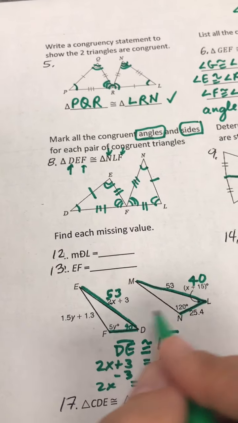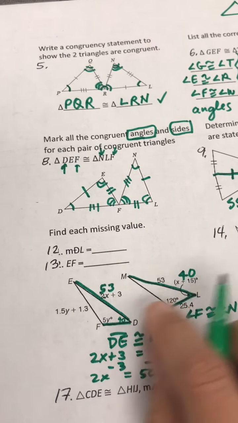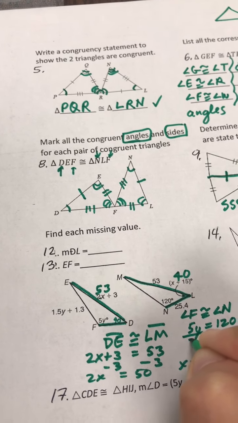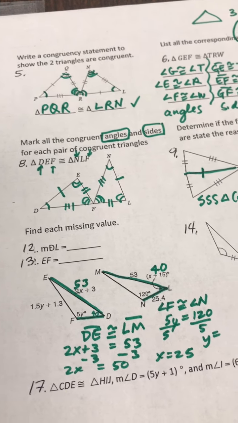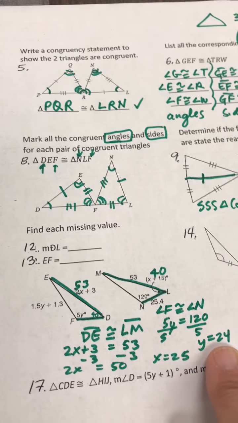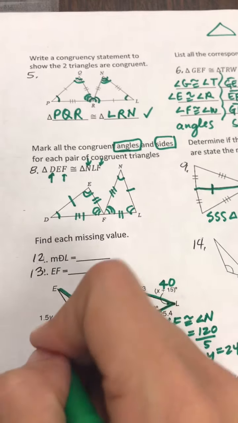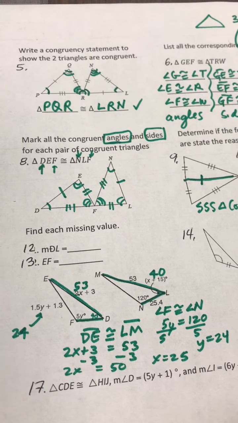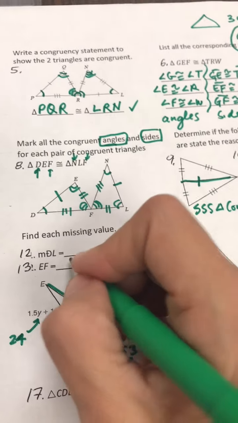It looks like we can solve for y here because angle F should match angle N. So F is 5y and N is 120. So if I divide by 5 on both sides, y is 24. Now that I know y is 24, I can plug this back in and solve for EF. So if y is 24, we can plug in a 24 there. Type that into the calculator. 25 times 1.5 plus 1.3.